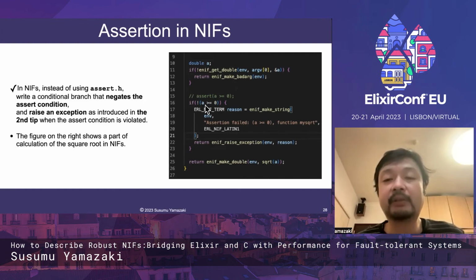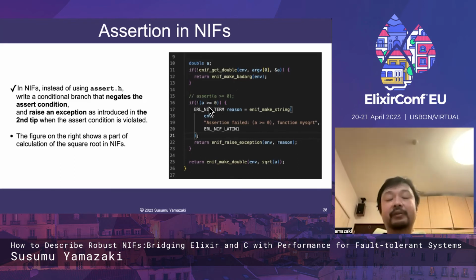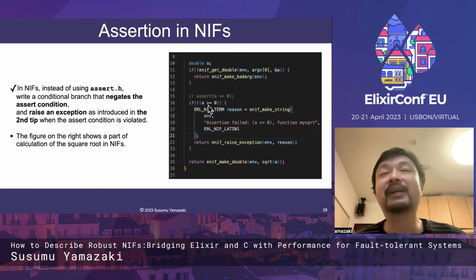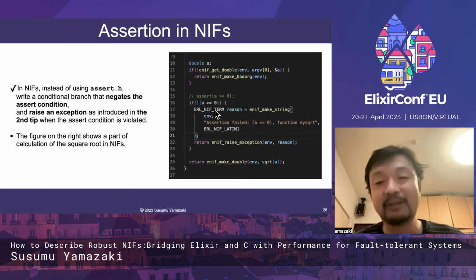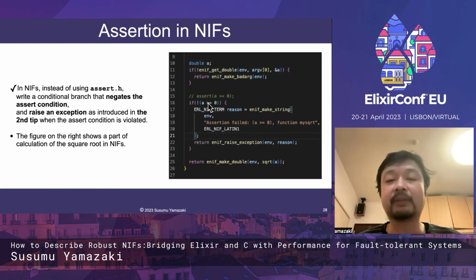Here is an assertion. If A is greater than or equal to 0, the reason is not A is greater than or equal to 0. Here we make the reason by enif_make_string and raise the exception, an ErlangError exception. If the assert is true, enif_make_double makes the result.